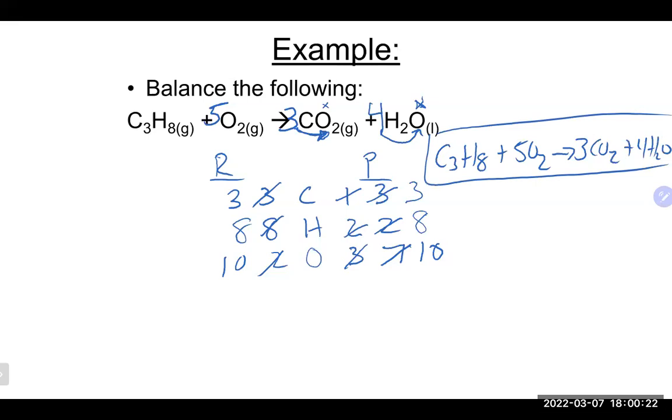Any questions on any of those steps? Again, you can see the only thing I changed was coefficients, none of the small numbers. Also, never put a big number in between things like that. So only the front numbers. Any questions on that one there?